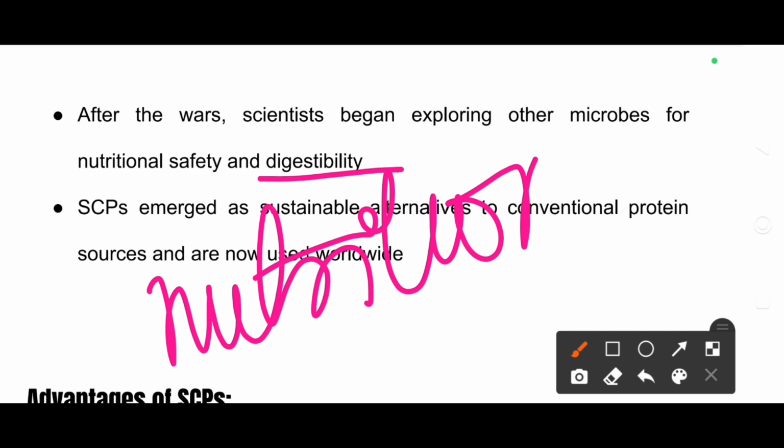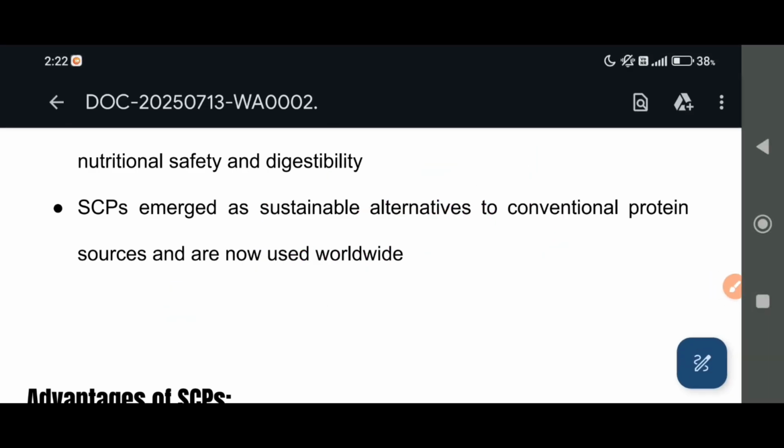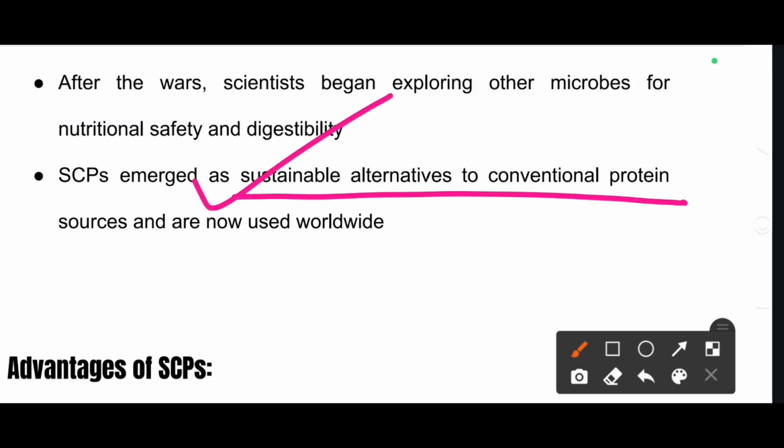That's our ultimate aim. Okay, we should get that. And this SCP has emerged as a sustainable alternative to conventional protein sources. So what is a sustainable alternative? Sustainable means what? We need to make something in the present which will not harm the future or any other upcoming generation.